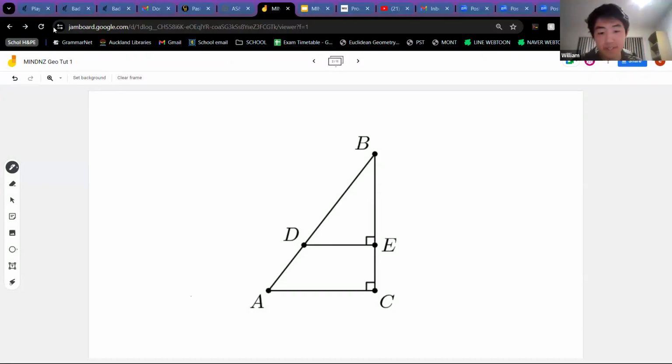Okay, so BDE and triangle BAC are similar because of AAA, because we know that these two triangles both share the angle B, so that's one angle that they share. And we also know that BED, which is the right angle, and BCA, which is also a right angle, these two angles are equal. So we know that these triangles are similar. So just have a look. Yeah, I'm seeing some correct answers here.